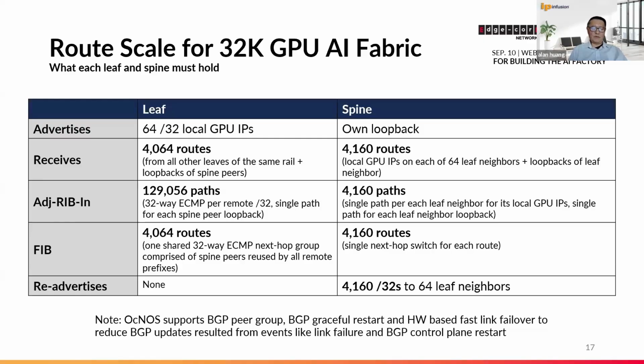Even during periods of instability or large-scale updates, such as link failures and BGP control plane restarts, don't worry. OcNOS has a slew of features such as BGP peer groups, BGP graceful restart, BFD, and hardware-based fast link failover, and those can keep it under control.